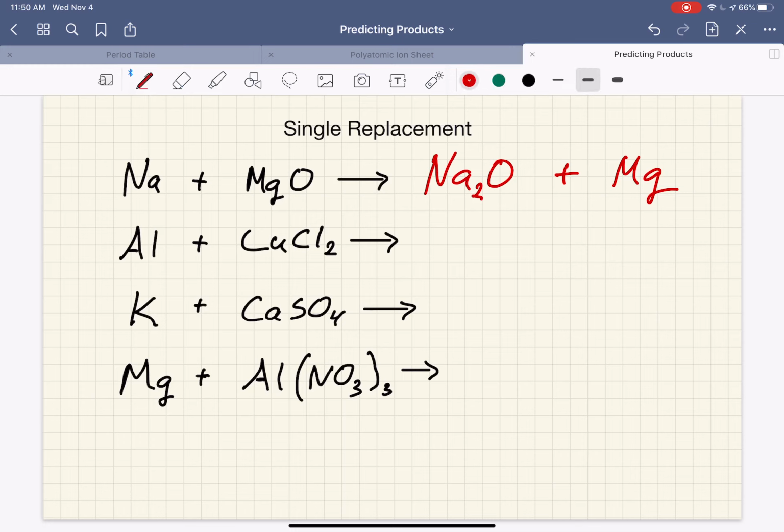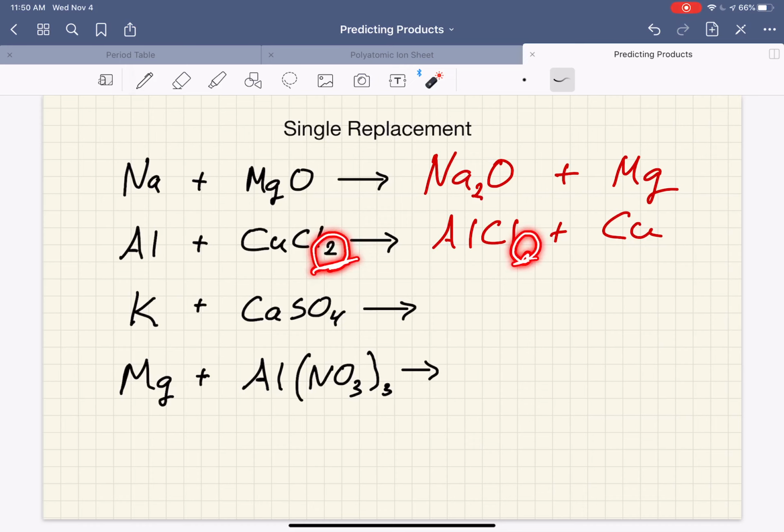Let's do the next one. Aluminum is going to switch places with this copper. I'm going to fix this copper just a little bit. There's copper. And we can see then aluminum now goes with chlorine and copper is all by itself. Notice that I did not bring this subscript over. That subscript is not going to be the same on both sides. It might be, but not always. We have to use the charges to come up with that.